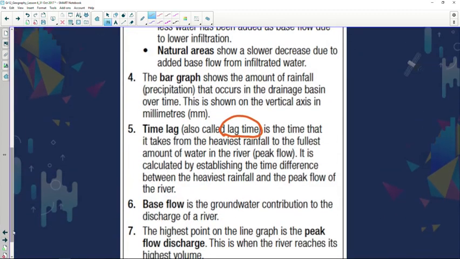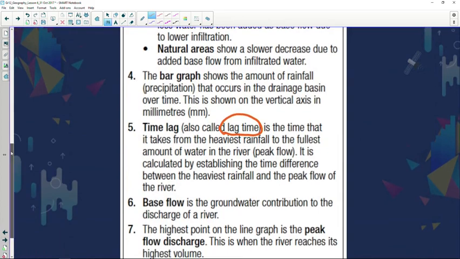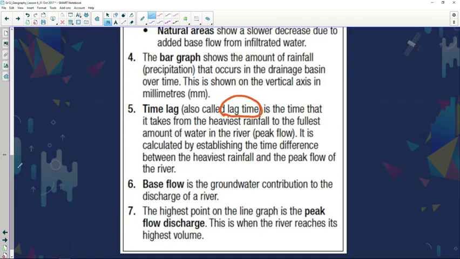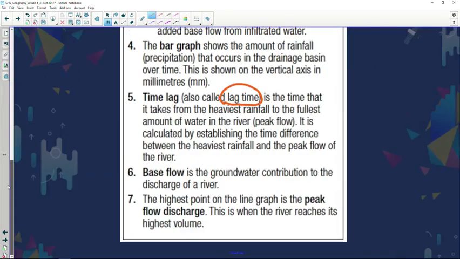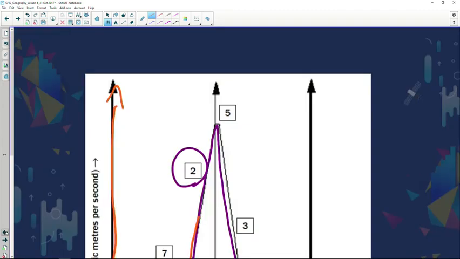the base flow is obviously the groundwater contribution. We discussed it at the previous point. It's the water that infiltrates that will eventually lead to the discharge of the river. Now keep in mind, there are 2 ways the river discharges its water: on top of the surface and below the surface. When it infiltrates and eventually leads back, that's base flow, or when it flows on top in the river channel. Now the highest point in the line graph is the peak flow discharge. This is where the river receives its highest volume of water.